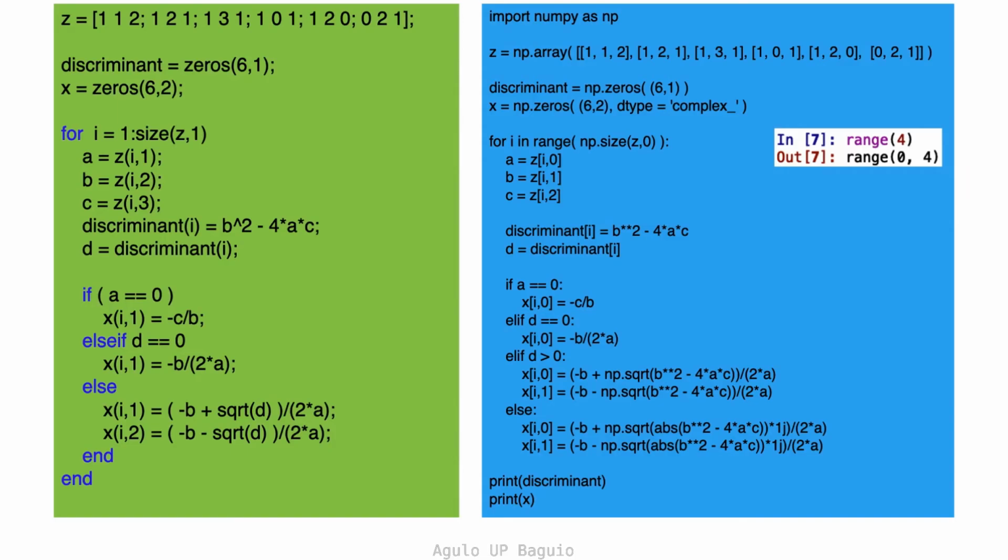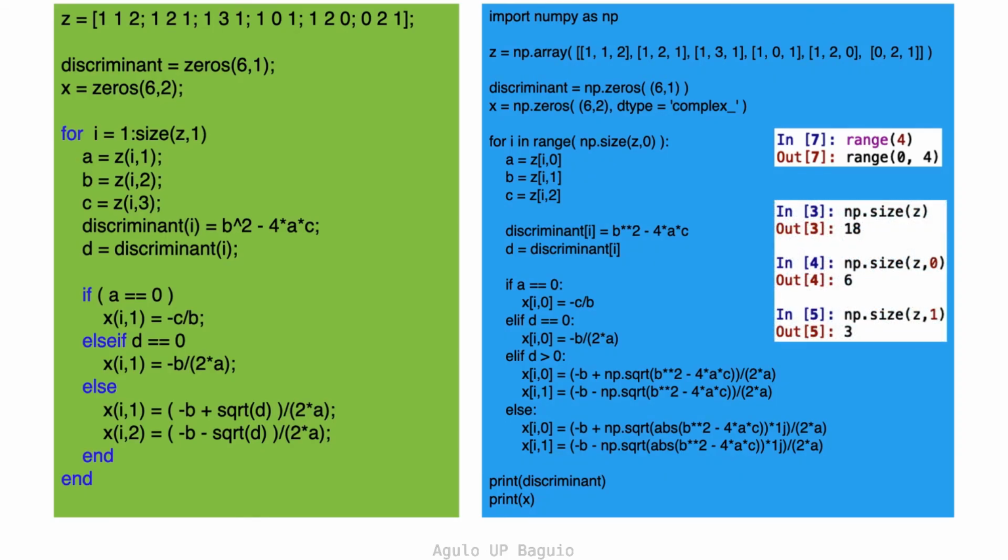Now let's discuss the function size. If you type np.size z in the Python console, you will get the number 18. That's because it returns the number of elements of the matrix or variable z. If you type np.size z0, it will return 6. If you type np.size z1, it will return 3. This is almost the same as in MATLAB, except in Python, the lowest index can be 0. So what is essentially written in the for loop command is range 6, and the index I begins from 0 and ends at 5.